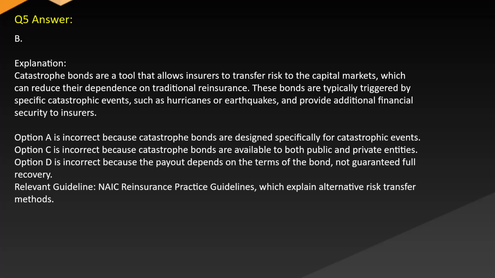Option C is incorrect because catastrophe bonds are available to both public and private entities. Option D is incorrect because the payout depends on the terms of the bond, not guaranteed full recovery. Relevant guideline: NAIC Reinsurance Practice Guidelines, which explain alternative risk transfer methods.